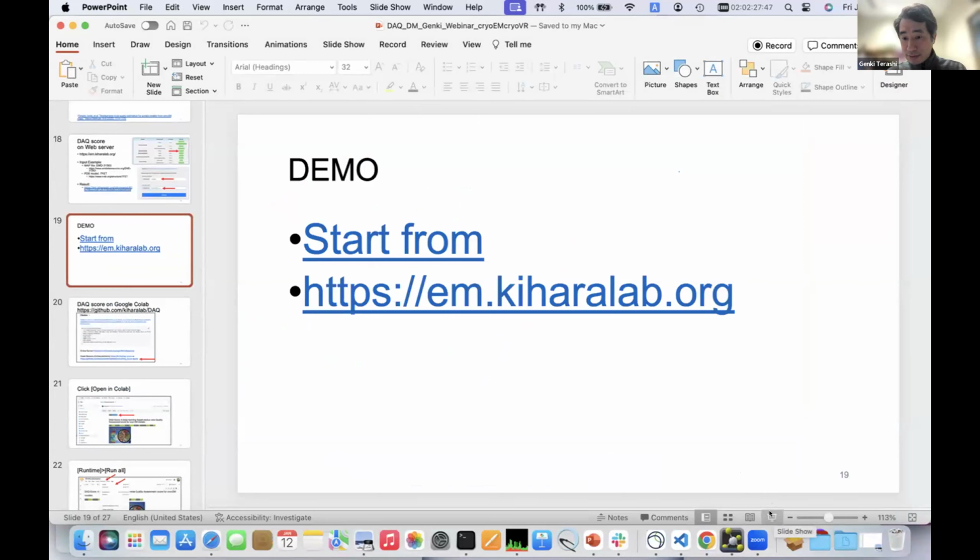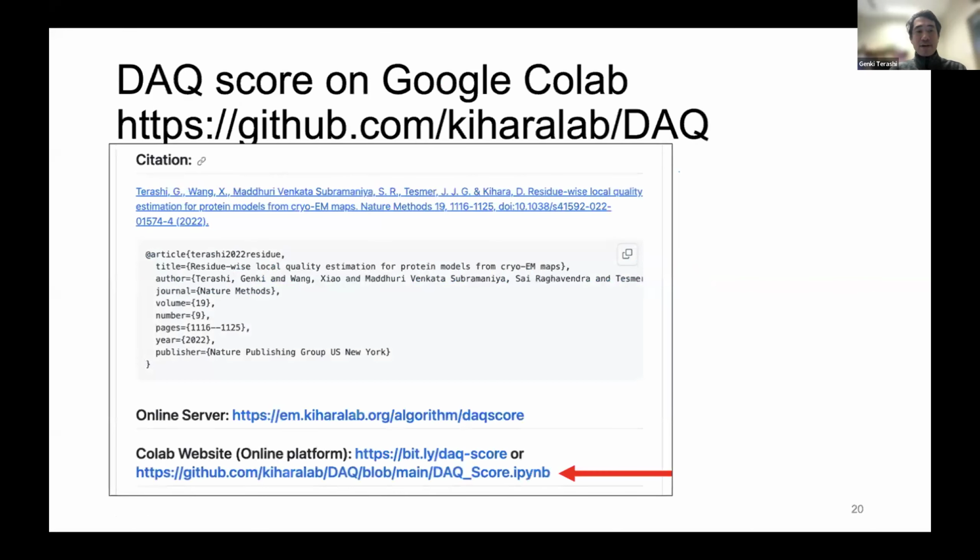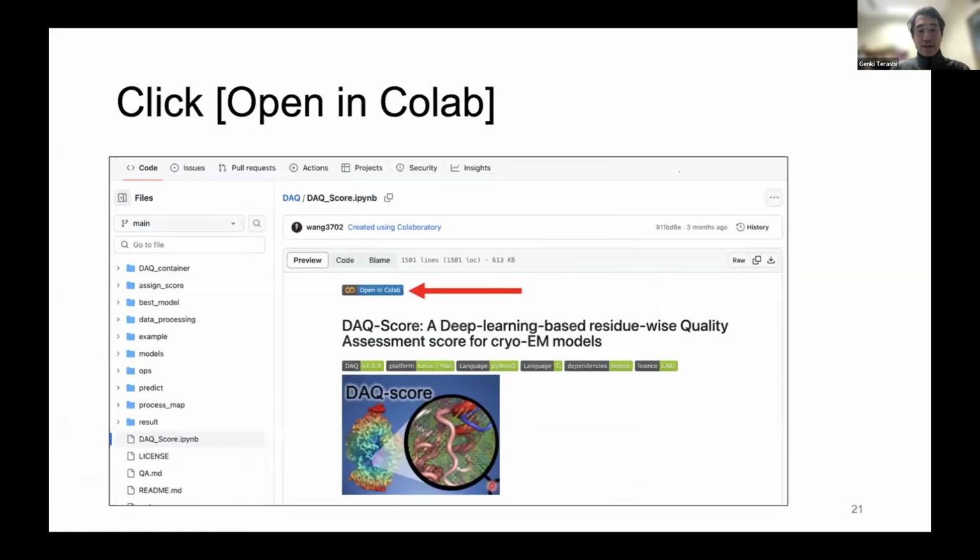Okay, let's go back to the slide. As I presented, this server is very easy, and it's very easy to see the result. And we also provide a Google Cloud platform. So source code is available here, GitHub, Kihara DAQs. There's a link for the Google Cloud platform. It's a free platform and also confidential. Click this link. Then basically, you just open the cloud.